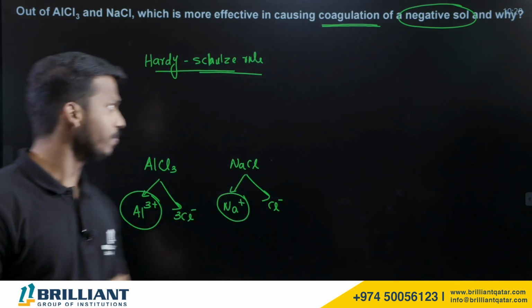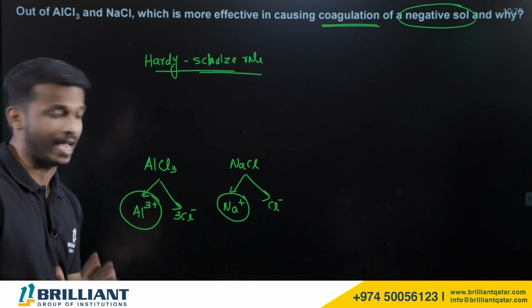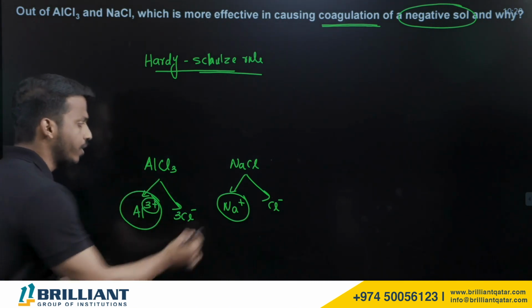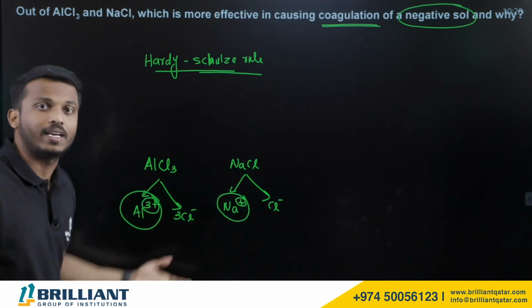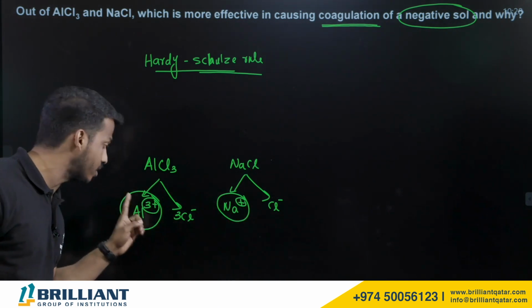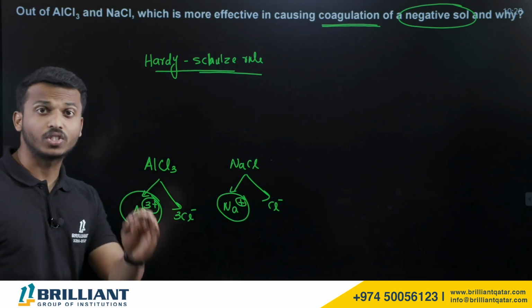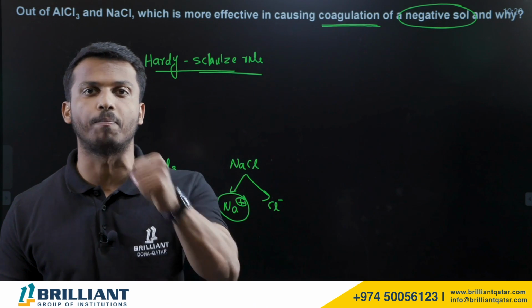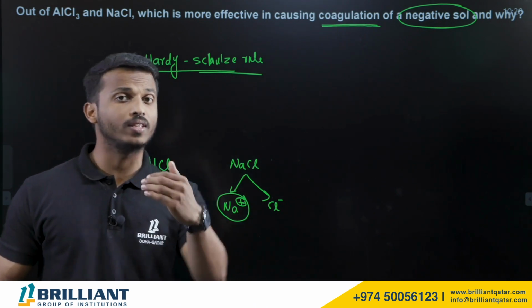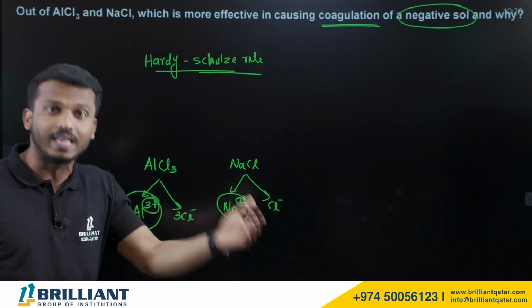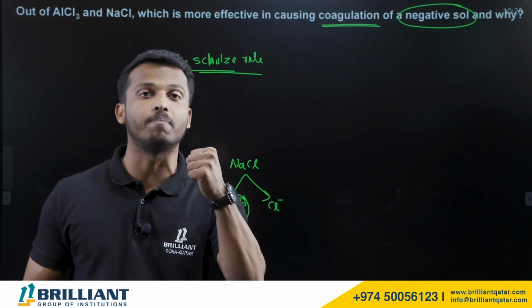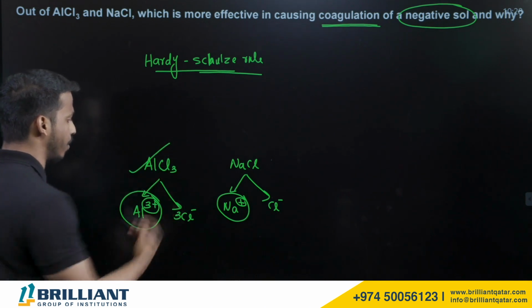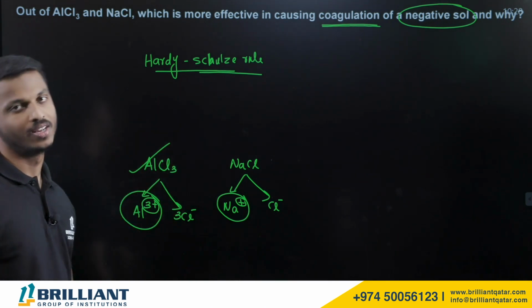Dear all, according to the Hardy-Schulze rule, if the charge on the species is greater, it has high coagulating power. Here the charge is 3+, here it is +1. So which will cause more coagulation? AlCl3, because the aluminium has the greater charge.